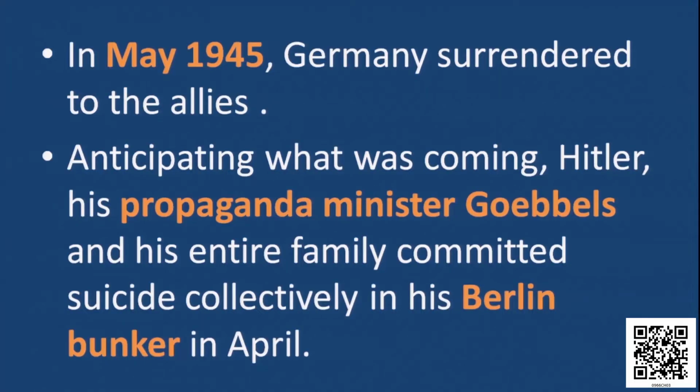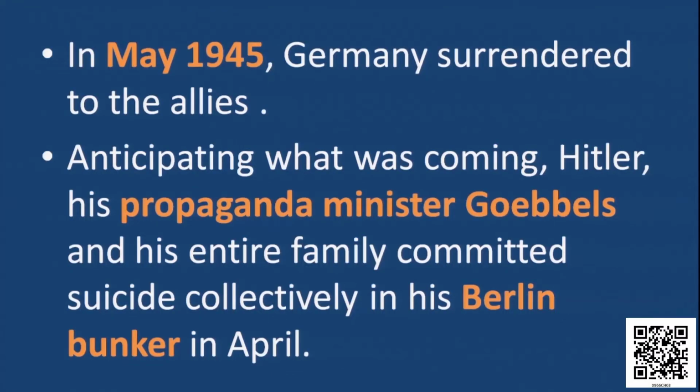What is the background? The background starts with 1945. In May 1945, Germany surrendered to the Allies. Students, I have told you the story starts with the First World War, the beginning period 1914, and will end with the end of World War II, that is 1945. So in 1945, with the defeat, Germany surrendered to the Allies.